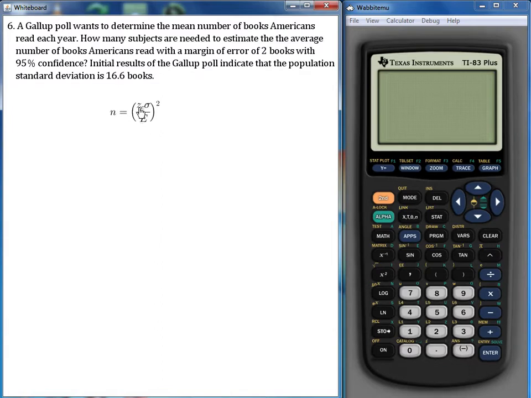So Z sub C is found using inverse norm. Actually, it's just invNorm, sorry, in your calculator. And you're going to put in 1 minus the level of confidence that you have, divided by 2. Now, the reason for this is that you want to balance your confidence level about the mean. So let me show you a sketch here.